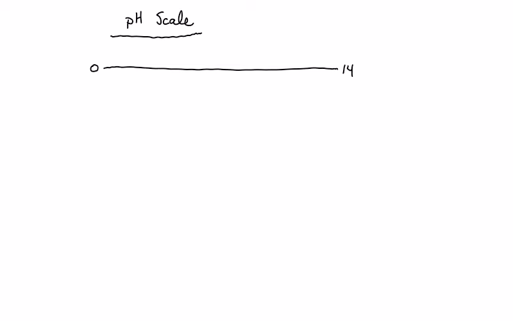Right here in the middle, we have a pH of 7, and that is considered neutral. Anything that shows up between 0 up to 7 is considered acidic, whereas any solution that has a pH between 7 and 14 is considered basic.